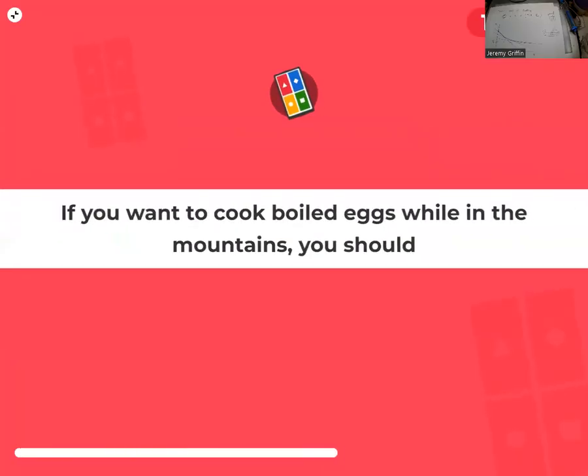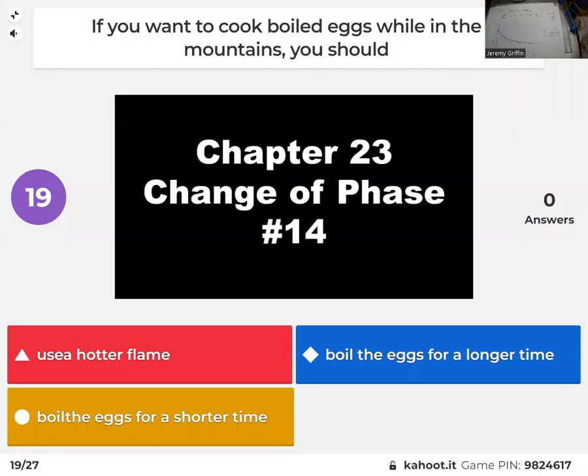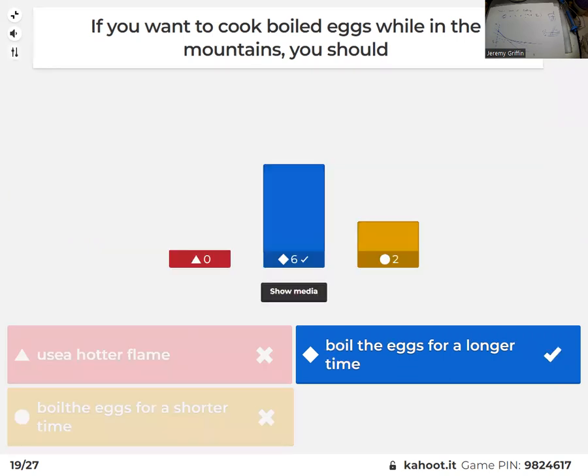If you want to cook boiled eggs in the mountains where the air is really thin, your water boils at 95 degrees Celsius, way up there. What should you do? Oh, good call. Must have got that. Boil eggs for a long time. See, nobody did pick the red one in this class, which is awesome. But well, why would that not be a good answer?